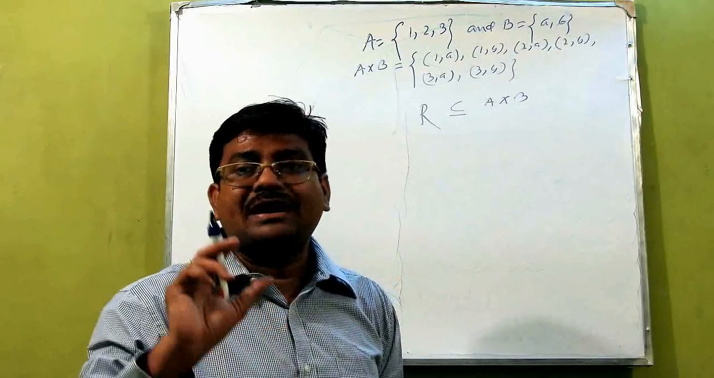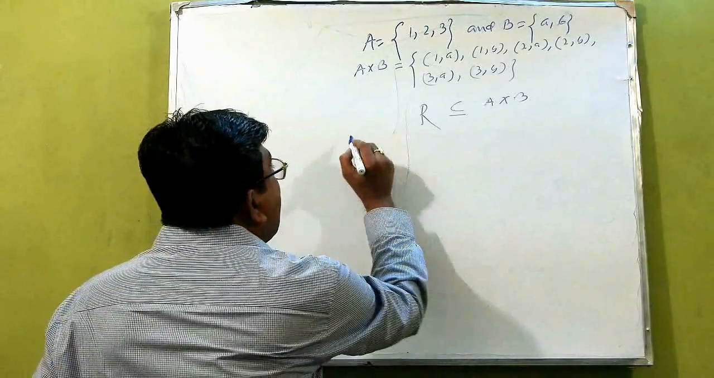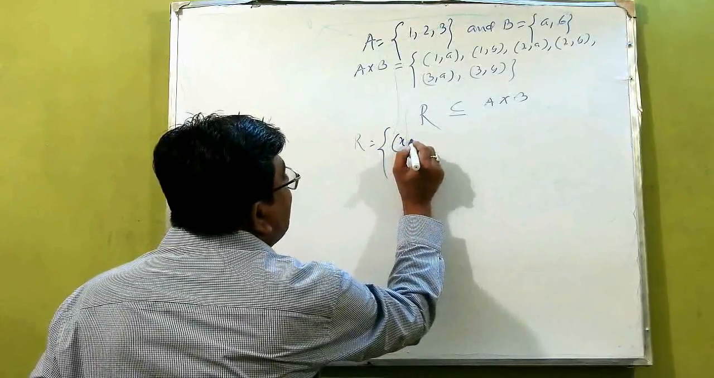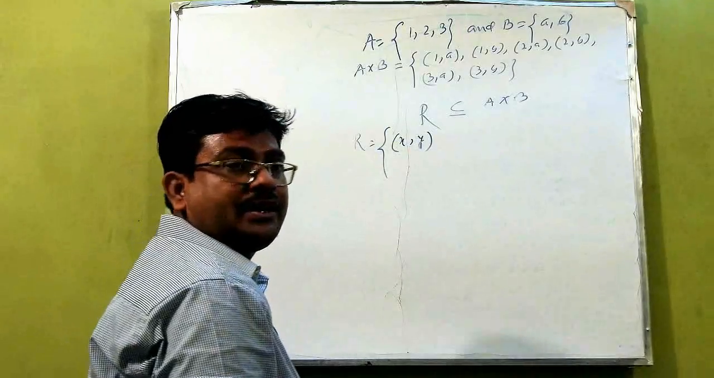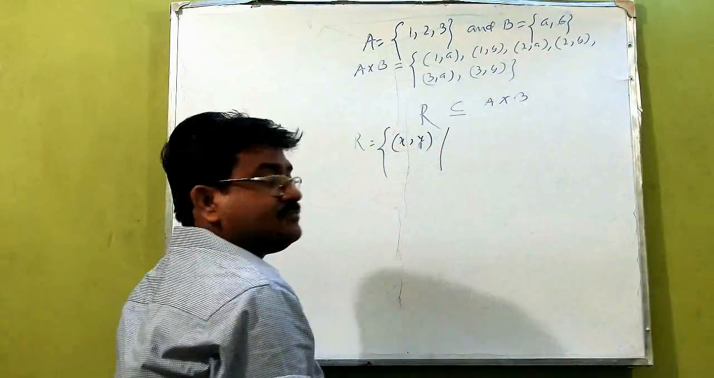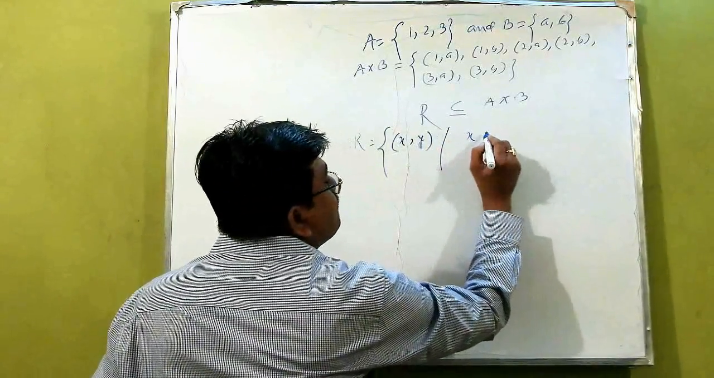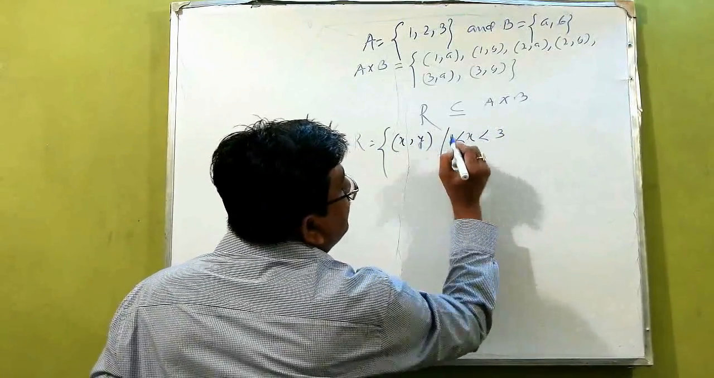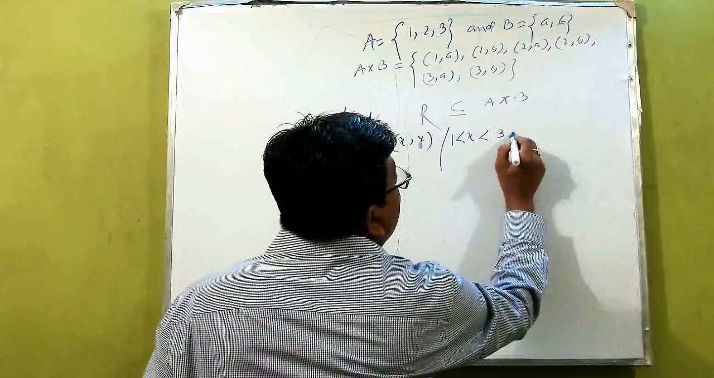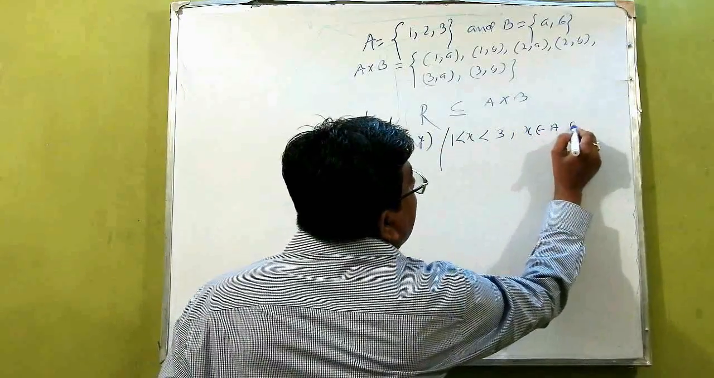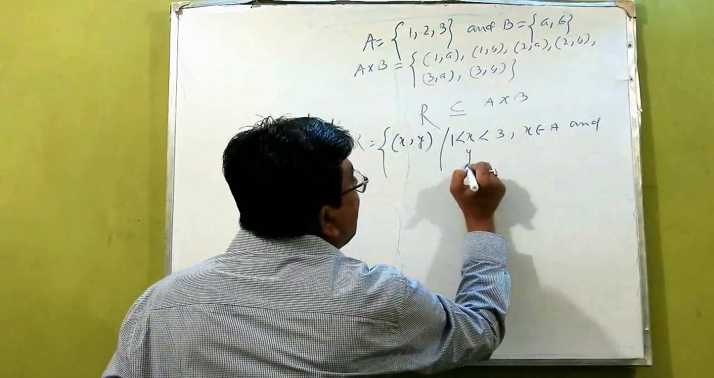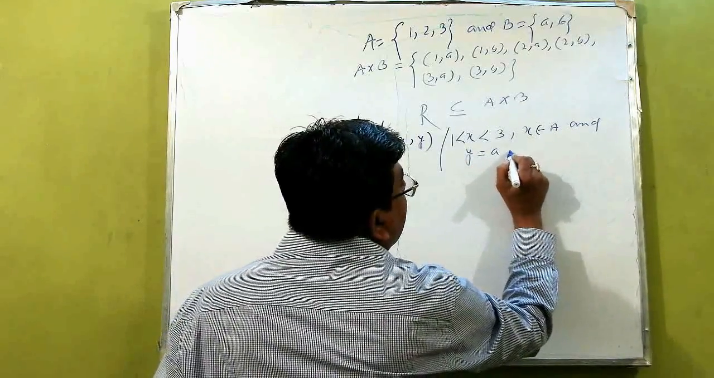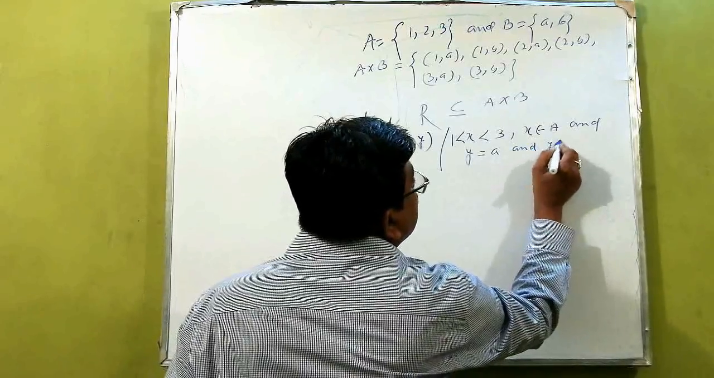Now let us consider one example in this case. Let R be a relation. R contains the elements x, y such that x is less than 3 and greater than 1, x belongs to capital A, and y equals small a and y belongs to capital B.